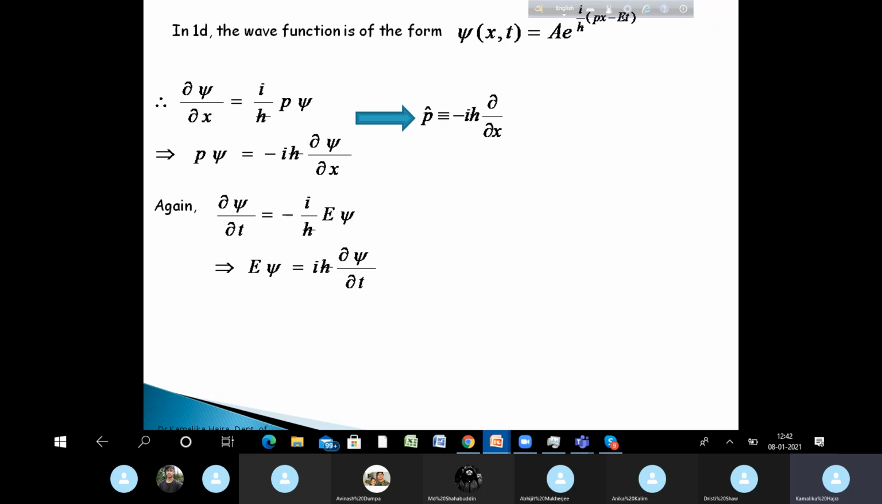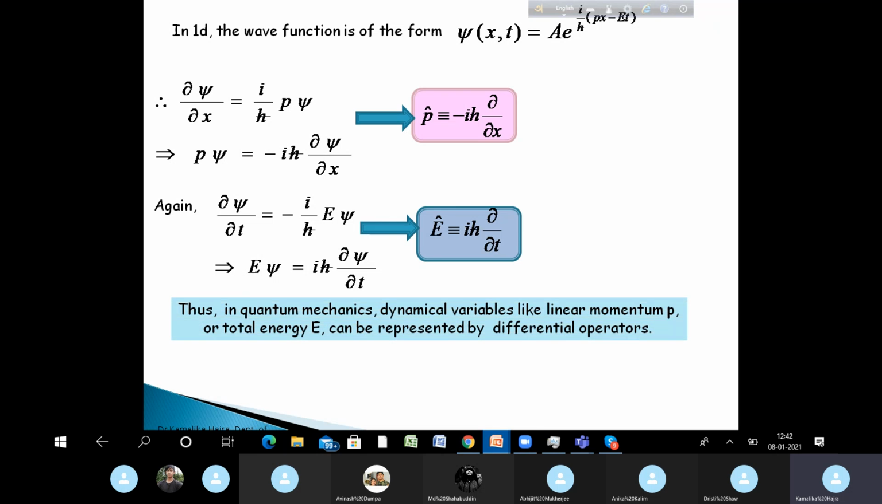Similarly, if you take the first derivative with respect to time of the wave function ψ, you get something like this. Once again, we can represent the total energy E by an operator like this, a differential operator iħ ∂/∂t. So you see, p and E are two known dynamical variables which can be represented in the form of differential operators, one in terms of x and the other in terms of t.